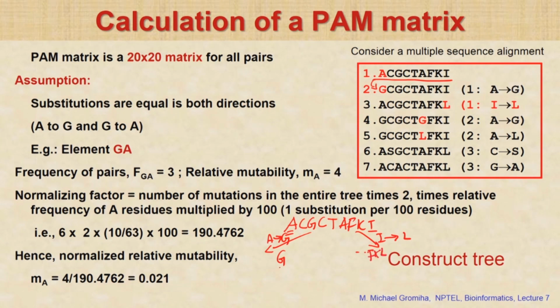Then from this sequence we have the next mutation: alanine is mutated to glycine. So this alanine is mutated to glycine, and it starts with G. The sequence here is also G, F, K, T. Then again A is mutated to leucine. Then for the second one we have two mutations: in one case C to S, and the second one G to A. So now we have the tree, and you can make the alignments.